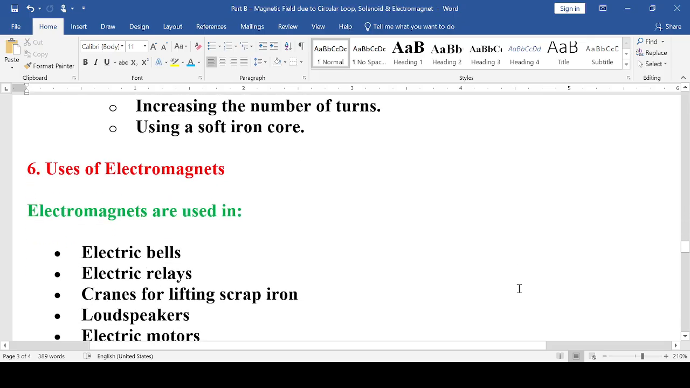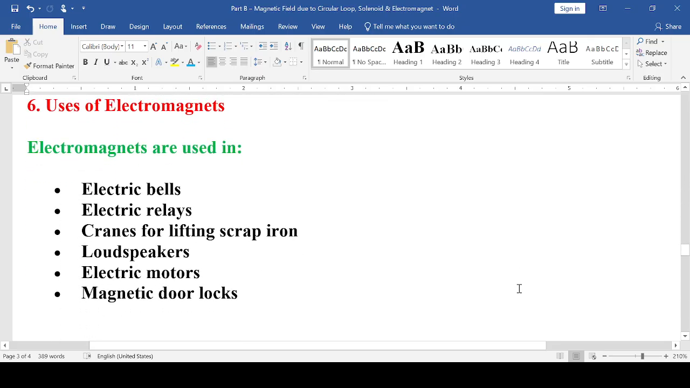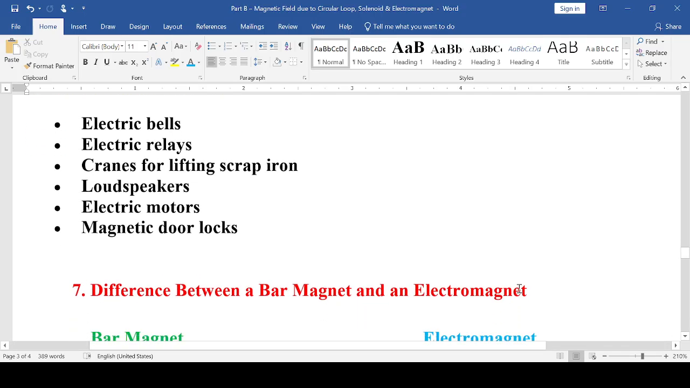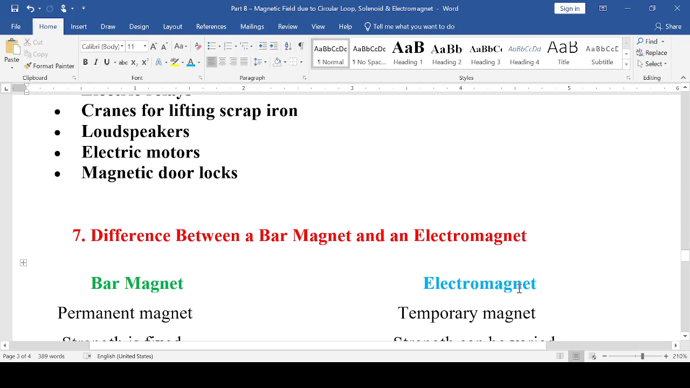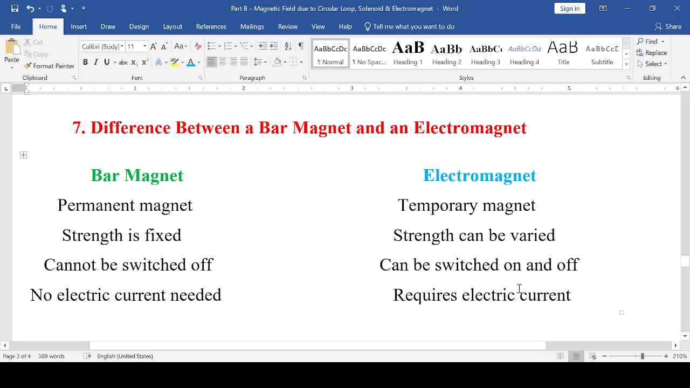Why do we study this, and what are the uses? Electromagnets are used in electric bells, electric relays, cranes to lift scrap iron, loudspeakers, electric motors, and magnetic door locks. These are the different uses of electromagnets in our daily life.